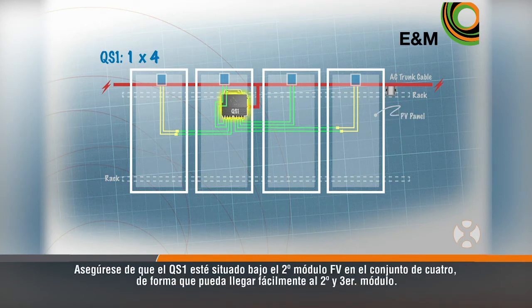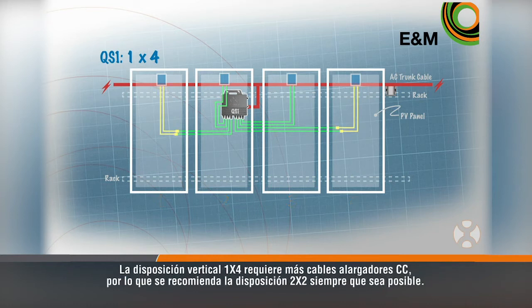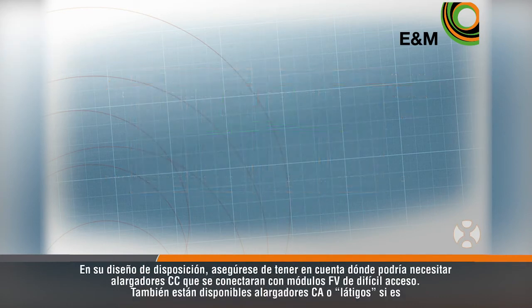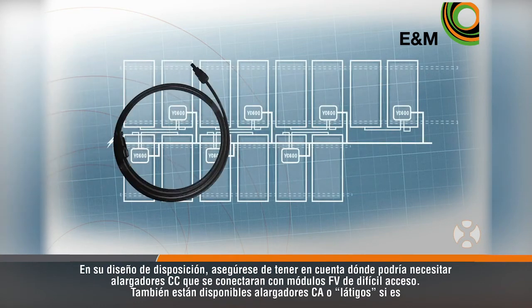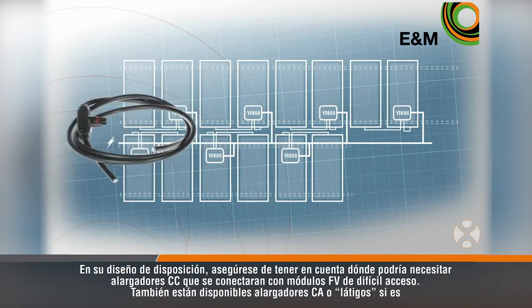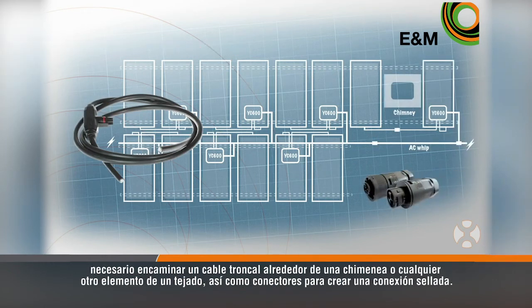Be sure the QS1 is located under the second PV module in the set of 4, so it can easily reach the second and third modules. Plan to use DC extension cables to reach the first and fourth PV modules. The 1x4 portrait layout requires more DC extension cables, which is why the 2x2 layout is recommended whenever possible. In your layout design, be sure to consider where you might need DC extensions to connect to the hard-to-reach PV modules. AC extensions, or whips, are also available if needed to route a trunk cable around a chimney or other roof feature, as well as connectors to create a sealed connection.